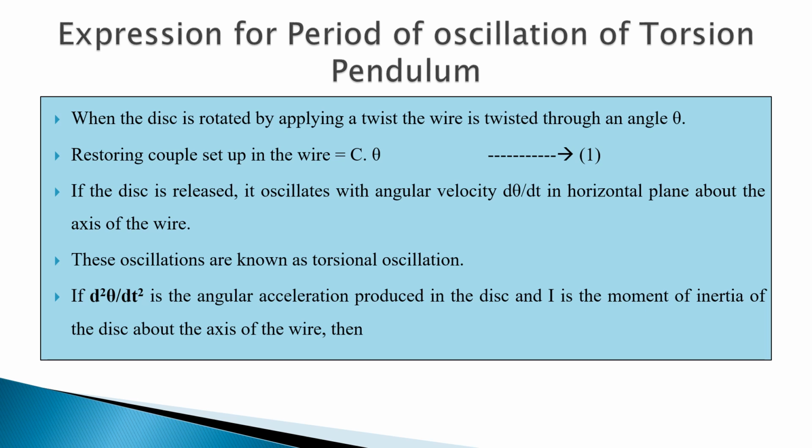I am applying a twist to the disc now, and then the disc is released. Once released, it will oscillate with an angular velocity d theta by dt in a horizontal plane. These oscillations are called torsional oscillations. Now the angular acceleration is taken as d square theta by dt square, and capital I is the moment of inertia of the disc.